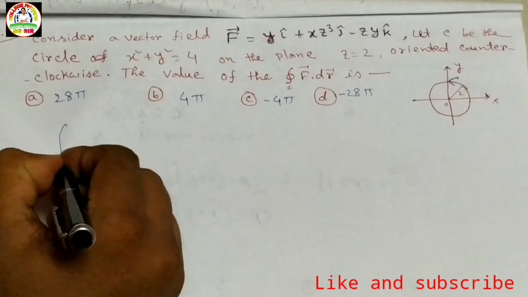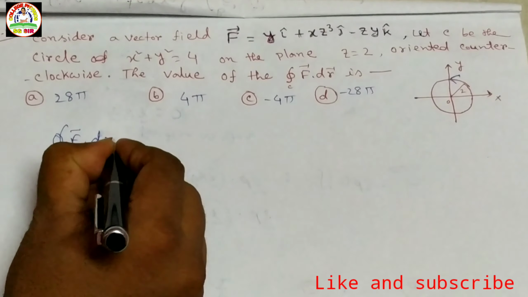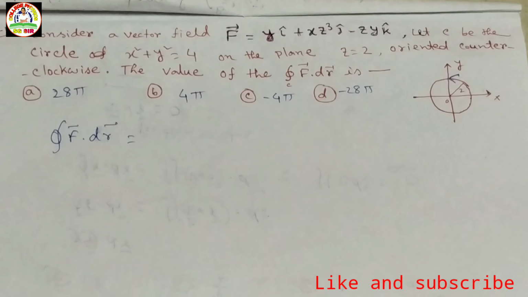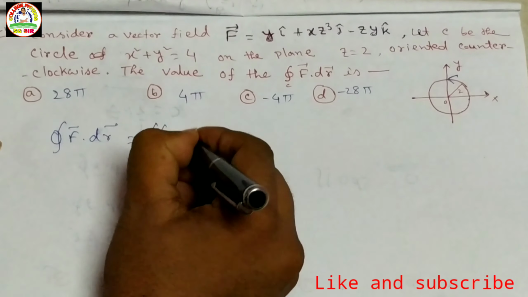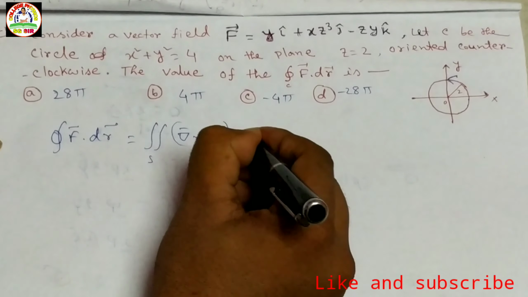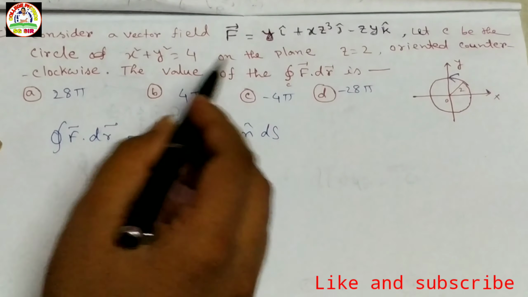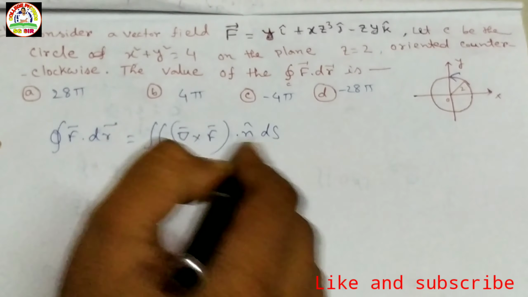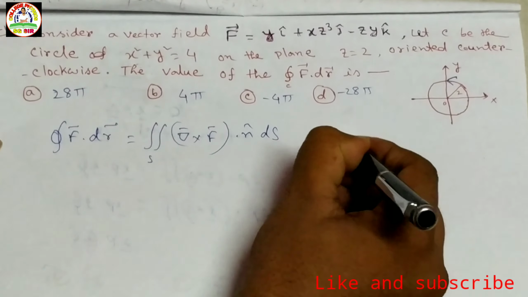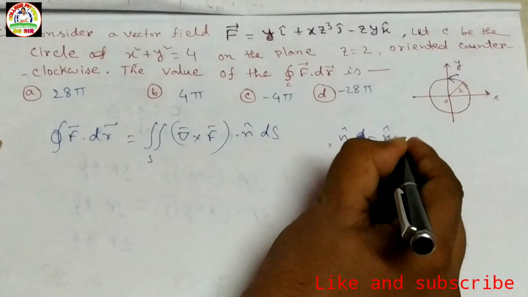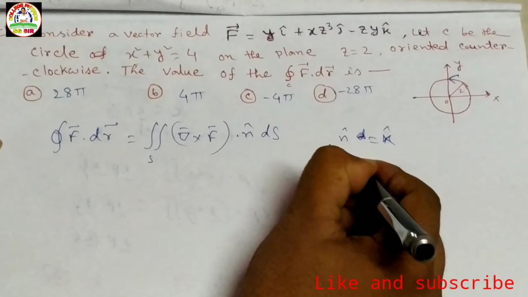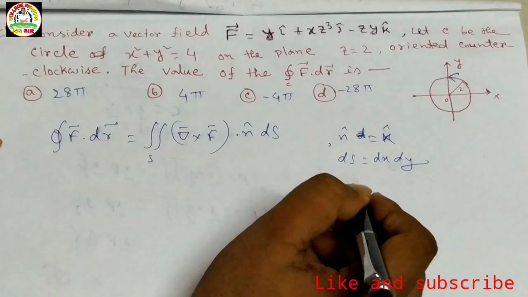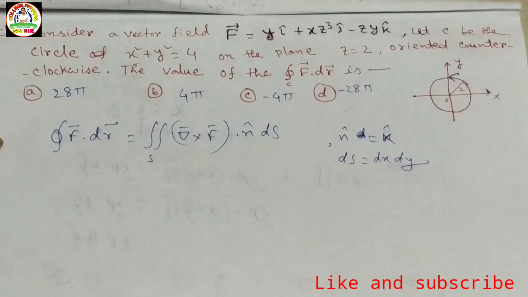So we calculate f dot dr. Here we use Stokes theorem. Stokes theorem says f dot dr equal to surface integral curl of f dot n cap ds. Here the equation of the circle is x square plus y square equal to 4. So the plane is the xy plane, so n cap is equal to k cap, and ds equal to dx into dy. That I know. But if we convert it into polar coordinates, that will be easy for calculating.